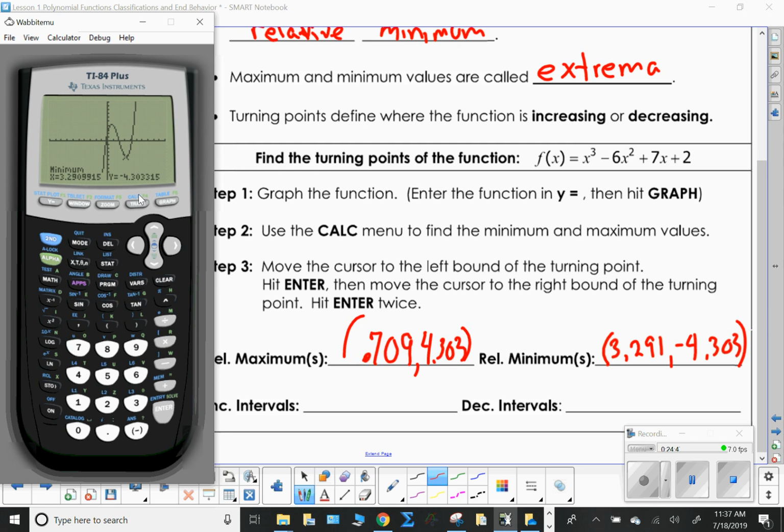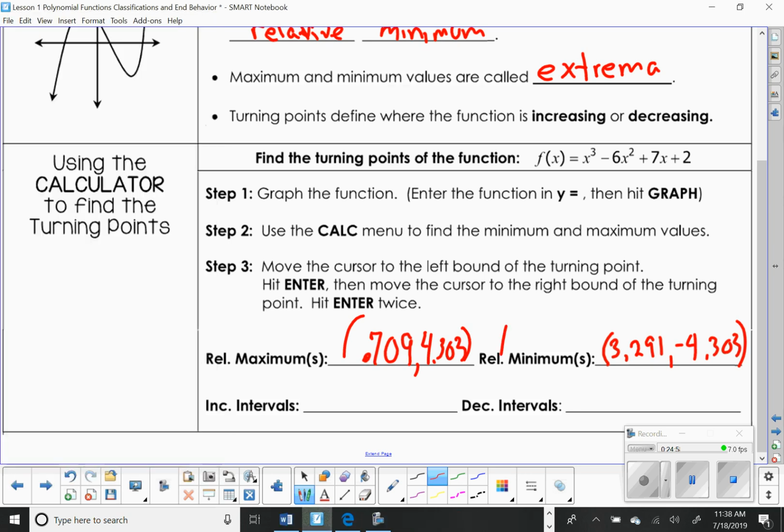Now, notice that the curve is increasing, increasing, increasing, hits here, and then it's decreasing, decreasing, decreasing, here, increasing, increasing, increasing. So my curve goes like this. I hit my maximum first. My increasing intervals, I have two that are increasing. It's from negative infinity until I get to 0.709, and then it starts up again at 3.291 and keeps going to positive infinity.